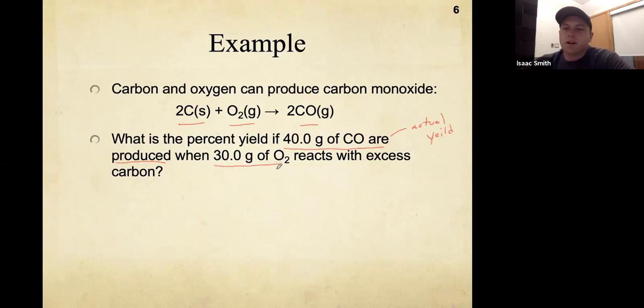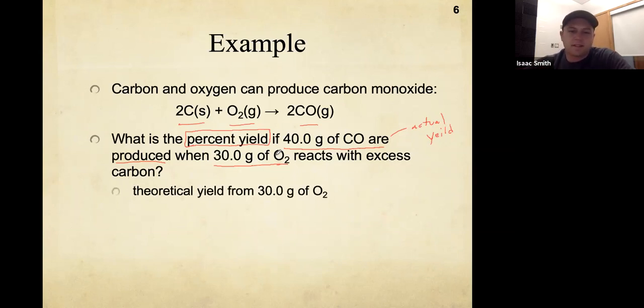We started with 30 grams of oxygen. So in order to calculate percent yield, which is what the question is asking for, we need actual yield and we need theoretical yield. The actual yield is given to us. That's something that will just be given to you in the problem because obviously you can't calculate it. It's just what you observe. So we're given the actual yield, and then we need to calculate the theoretical yield. Again, the theoretical yield is saying, if we had 30 grams of oxygen, how much carbon monoxide could we theoretically produce, if we were in a perfect setting, basically.